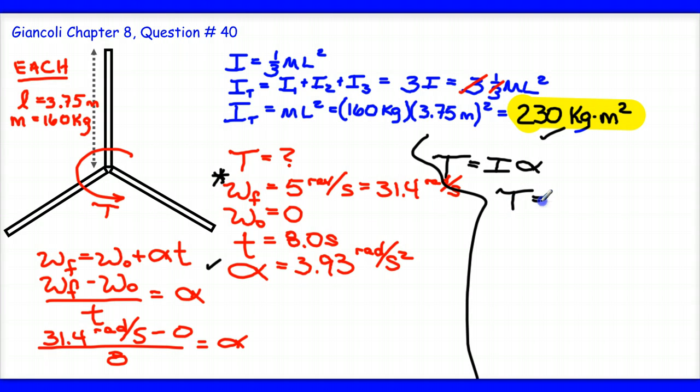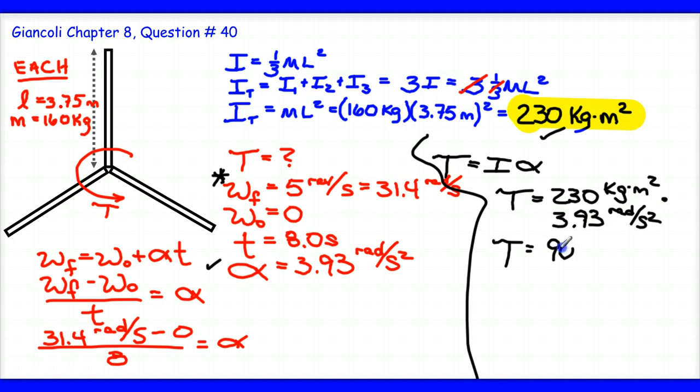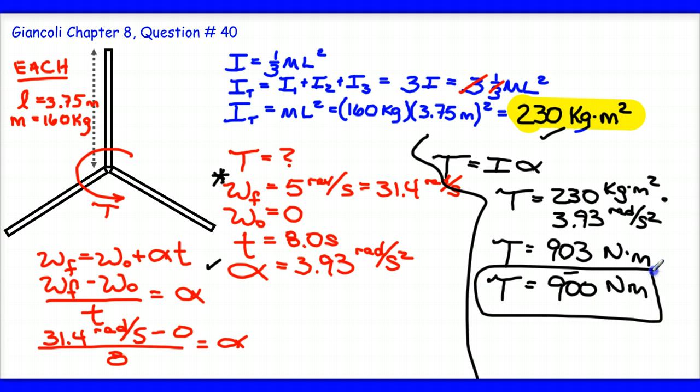So the torque's going to be my moment of inertia, 230. Let's not forget the units, kilogram meters squared. And I'm going to multiply that by the angular acceleration that I just figured out, 3.93 radians per second per second. And so the torque that I get is going to be equal to 903 Newton meters. And if I wanted to, I could simplify that, or truncate it for numerical significance, to 900 with 2 sig figs.